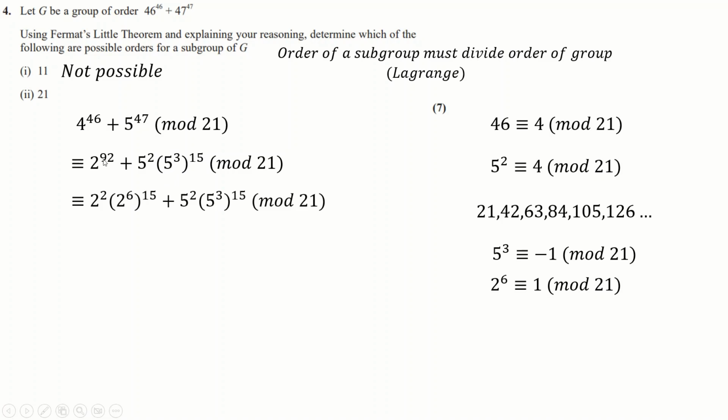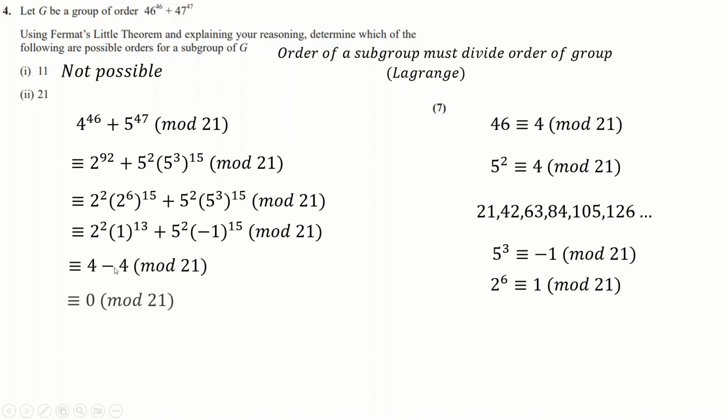Although I'll break this down first. I want 6s because they make 1 mod 21, so 6 times 15 is 90, plus another 2 is 92, and that's just a 1 there. 1 to the 13 is just 1, minus 1 to the 15 is minus 1, so this makes a minus 2 to the 5. I've actually already realised that that's 4, so that's actually just a minus 4. 2 squared is 4, so there's 4 minus 4, which is 0, which means it is divisible by 21. So this is possible because this number is divisible by 21.